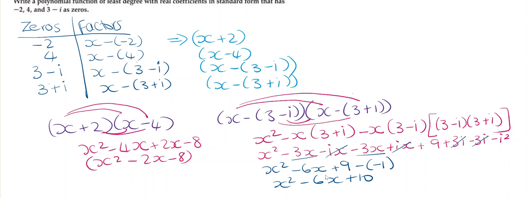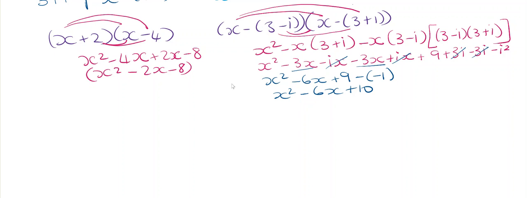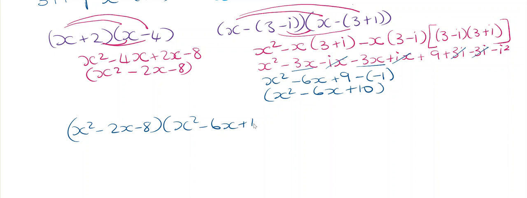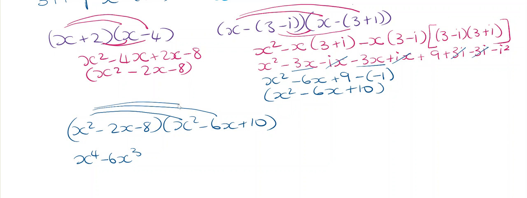So now we can combine the terms. We have x squared minus 2x minus 8 multiplied by x squared minus 6x plus 10. So now if you multiply the terms, x times x is x to the 4. x times this is going to be minus 6x cubed. And then x times here is going to be plus 10x squared.